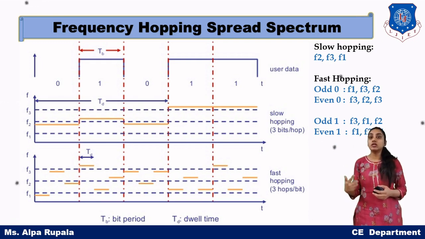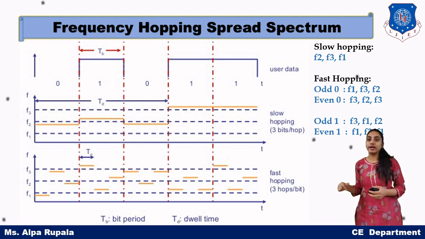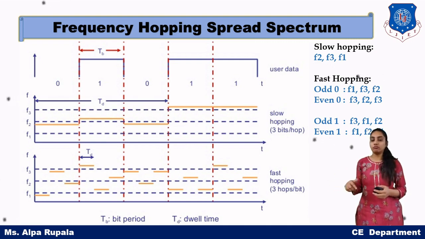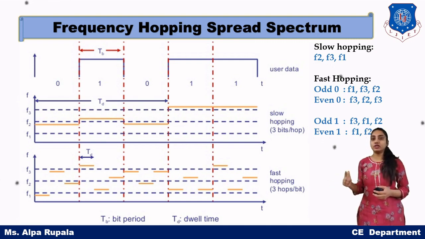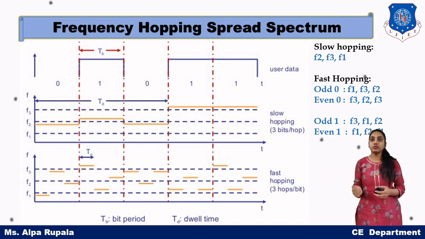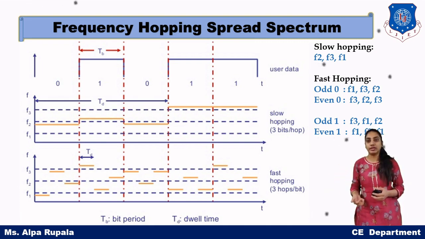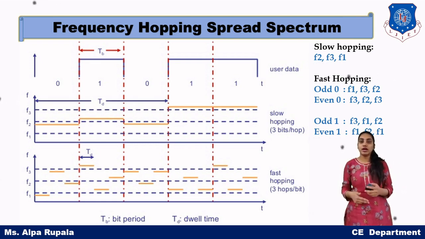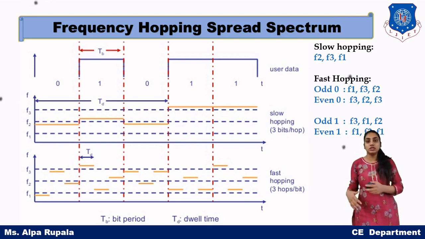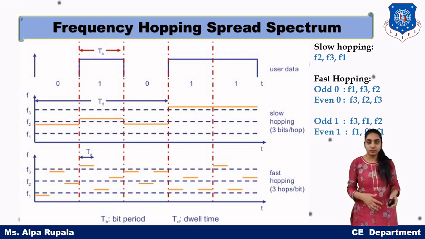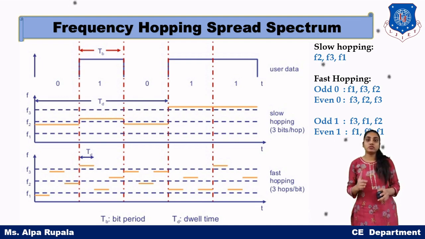Likewise in our example, suppose for an odd-numbered 0 I have selected the frequency sequence F1, F3, F2, and for an even-numbered 0 I have selected F3, F2, F3. According to it my data will be modulated, and the unit here is 3 hops per bit. That means for a single bit transmission we change 3 different frequencies for the modulation.